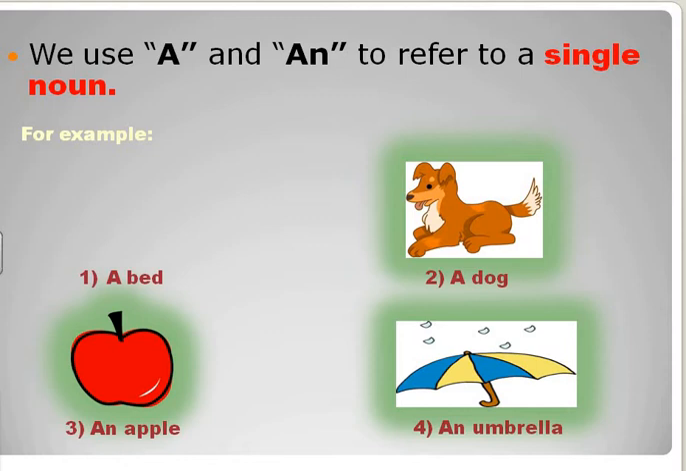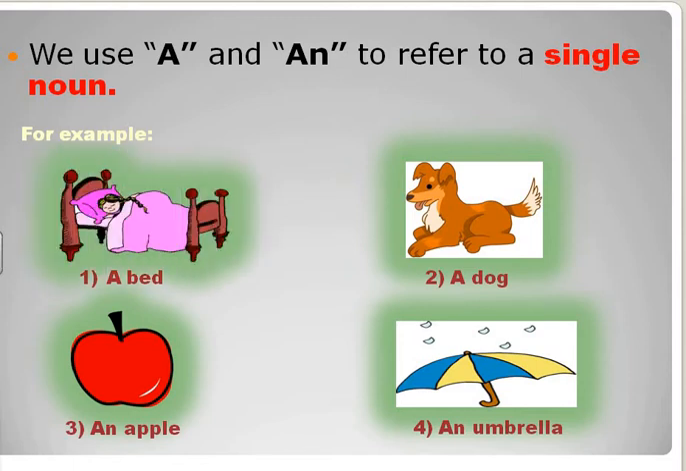Look at the picture. What can you see? Very good. I can see one umbrella. So, I say an umbrella. An umbrella. Next. What can you see? I can see one bed. So, I say a bed. A bed. Okay?